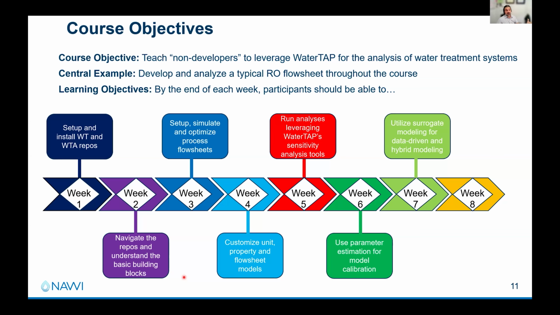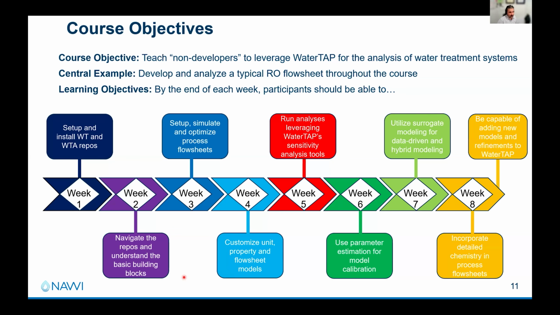We also pulled multi-speed pump curves from data sheets and showed people how to essentially bring those into your WaterTAP model. Earlier in the course, we had questions about that. So we thought we'd spice things up and drop that in there. And then by week 8, we finished off with showing people how to incorporate detailed chemistry into process flow sheets with a simple example. By the end of the course, we originally wanted people to be capable of adding their own models and refinements to WaterTAP. But I think after this experience, it's clear that our first goal should really just be to get people to use the tool rather than have them become contributors right away.